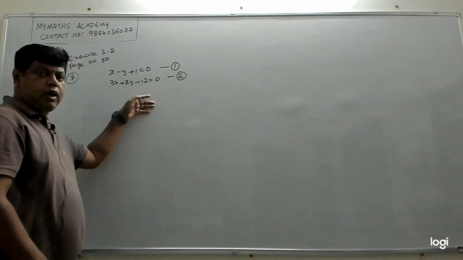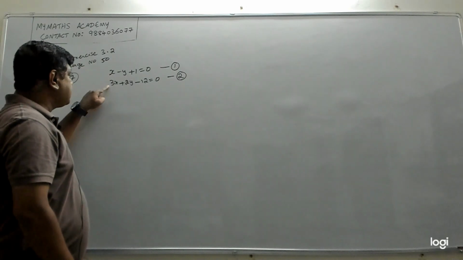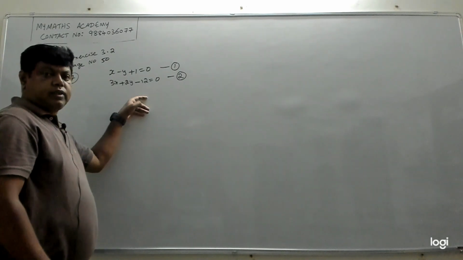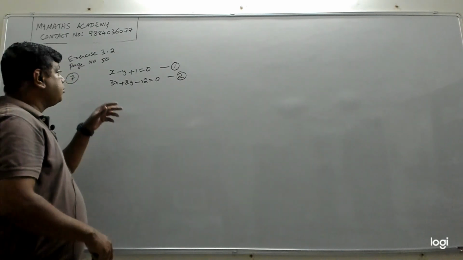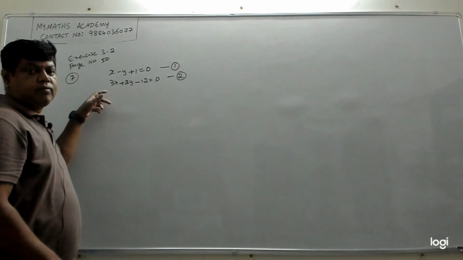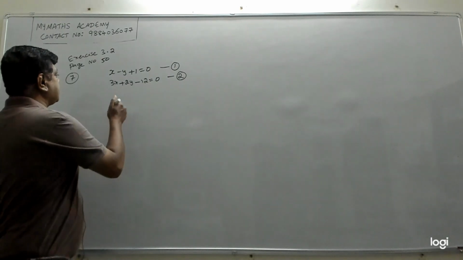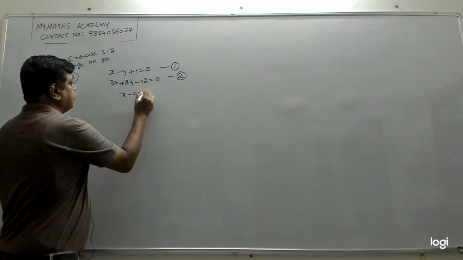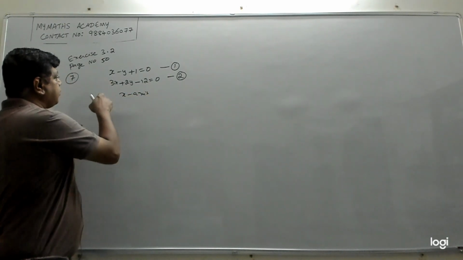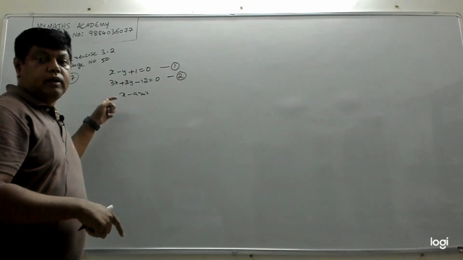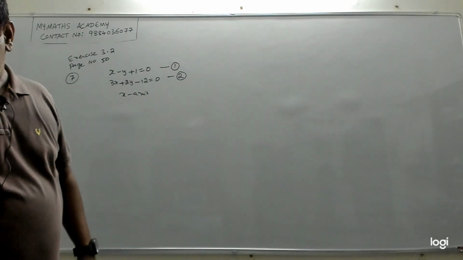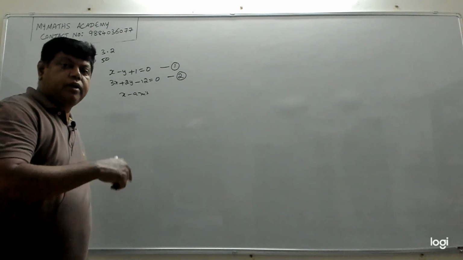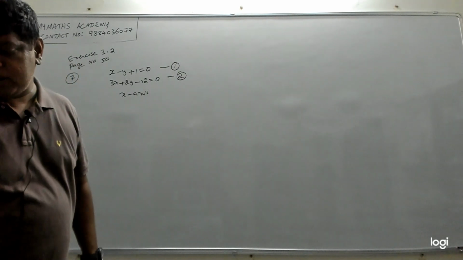So x-axis is also a line. This is a line, this is a line, and x-axis is another line. We need to find the vertices of the triangle formed by these three lines, and we have to shade that triangular region.